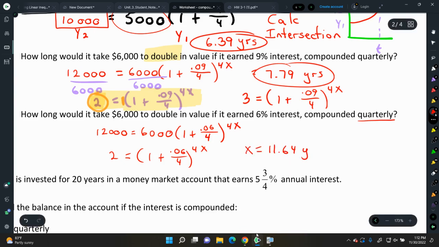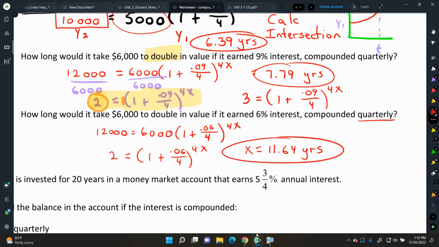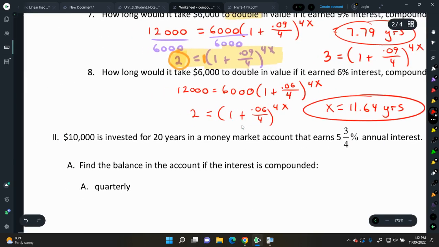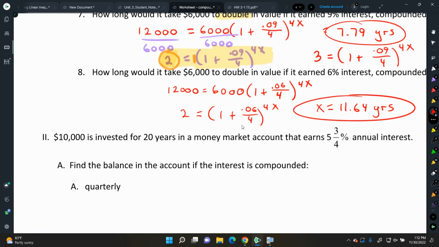Did anybody do it the other way, using the 6,000 and the 12,000? Did you get 11.64? Okay. I'm going to stop there. Do we have any questions?